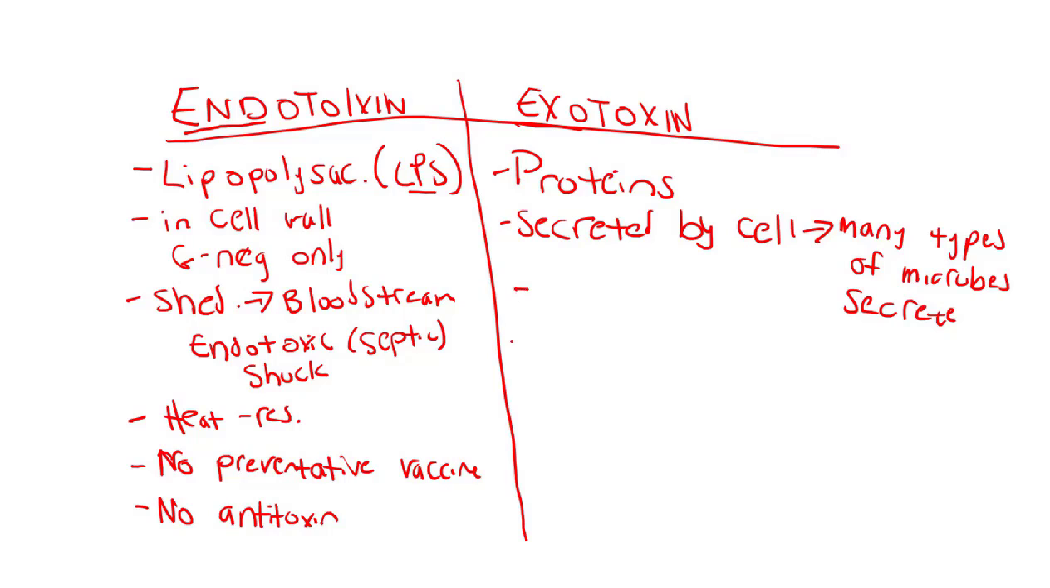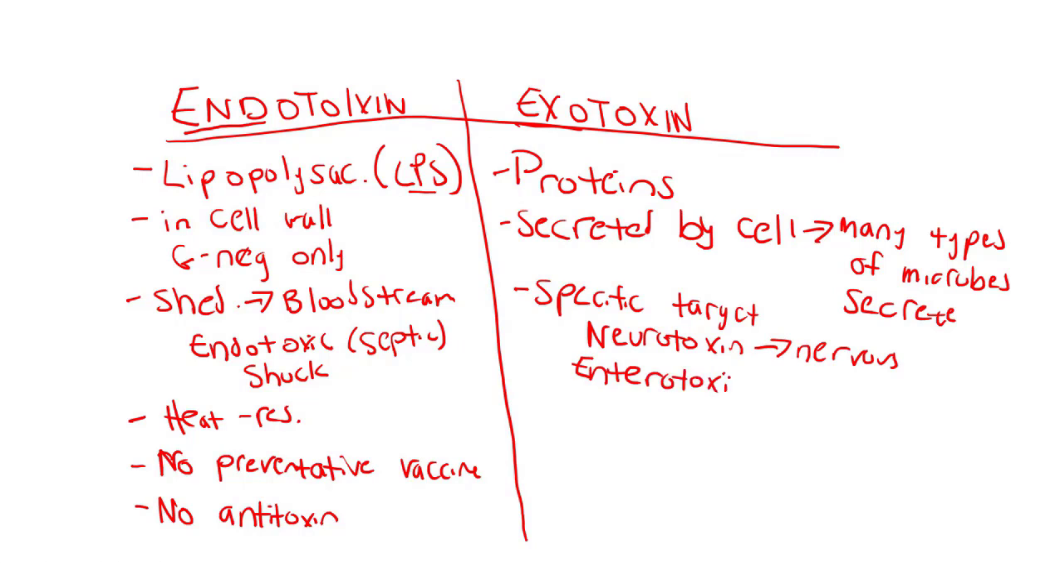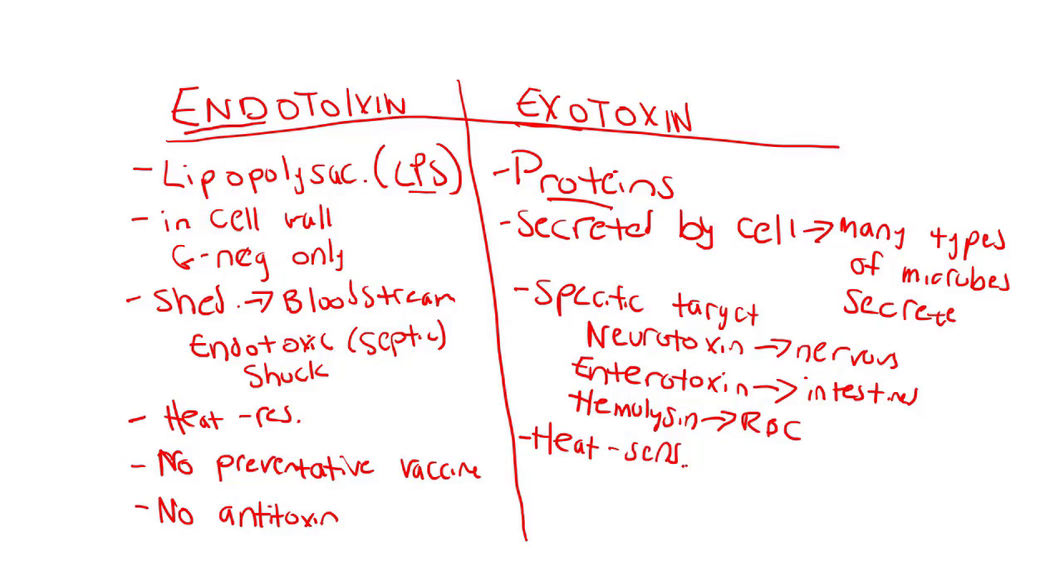Now, exotoxins typically have a specific cell target. For example, some bacteria secrete a neurotoxin, which will target the nervous system. Enterotoxins will target the intestines. One other exotoxin we've heard of already is a hemolysin. Remember, these specifically lyse red blood cells. So typically, exotoxins have a very specific target. Because exotoxins are proteins, they are heat sensitive. So when you cook your food thoroughly, you'll kill off any exotoxins that are present.